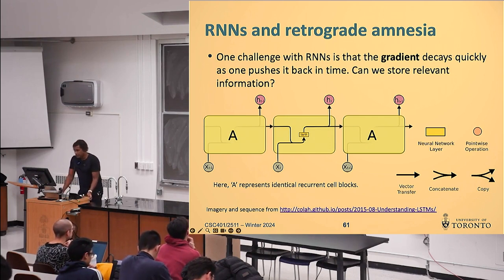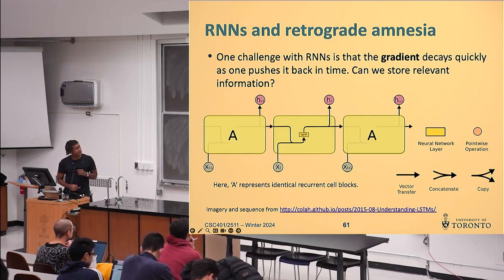In the next few slides, I'll use this diagram here. The A's are identical recurrent cell blocks, and we'll go step by step through what happens inside them. These are the notations: the yellow blocks are neural network layers, there's the pointwise operation, and there are notations for vector transfer, concatenation, and copy.